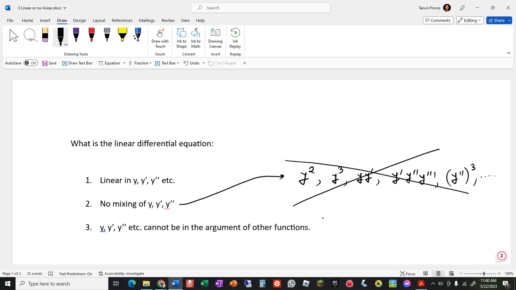It also means that y, y prime, and y double prime cannot be in the argument of another function. So for example, I should not have sine of y. If you do have sine of y, then it is not linear. I should not have ln of y prime, or a tan of y double prime. So I cannot have y prime, y double prime, or y triple prime as an argument of another function. That is also not allowed.